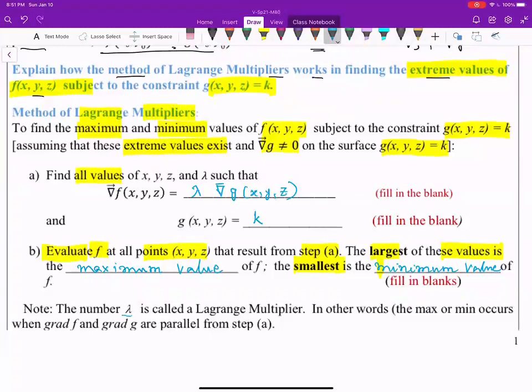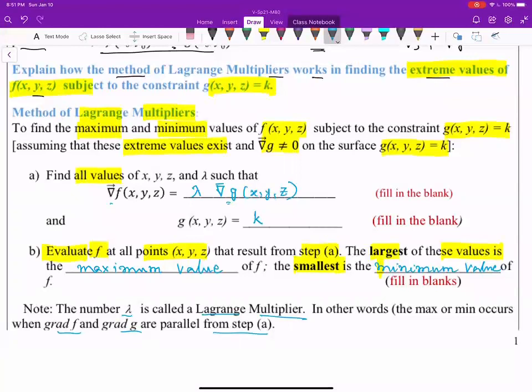Note, the number lambda is called the Lagrange multiplier. In other words, the maximum or minimum occurs when grad f and grad g are parallel from step A. So these two vectors are parallel. When they are parallel, one is a scalar multiple of the other. So what is the Lagrange multiplier method to find out the maximum or minimum with the constraint?